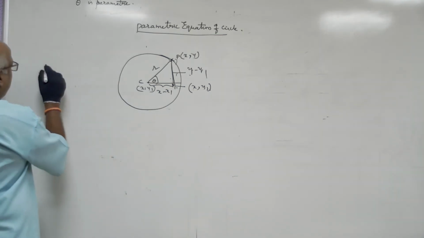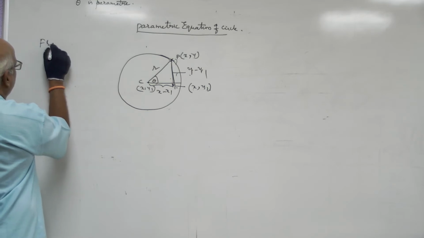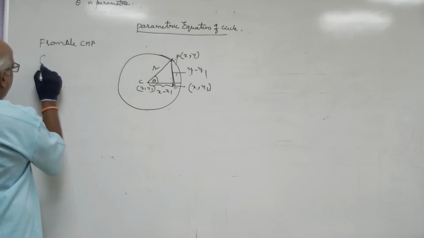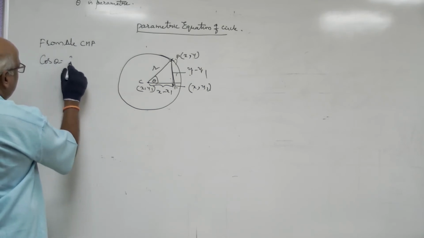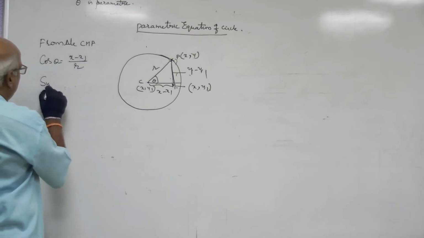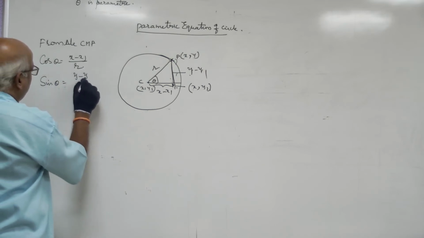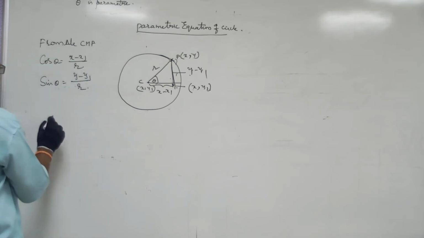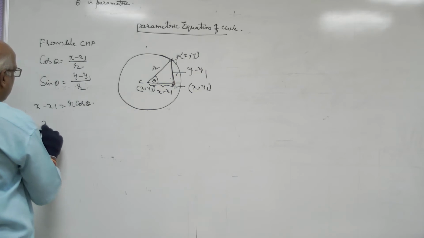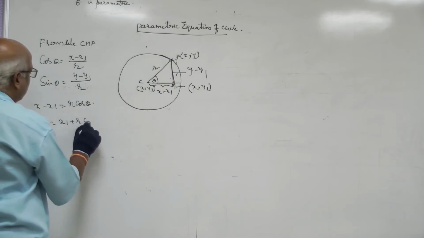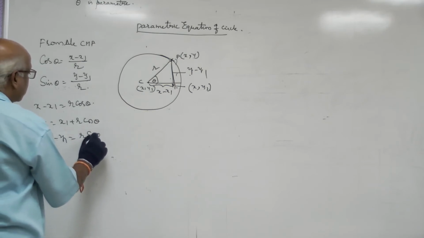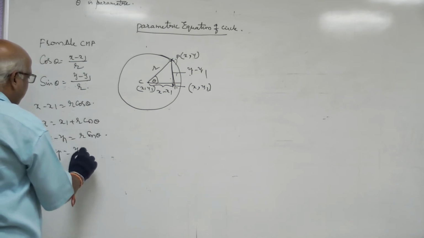So from the right triangle CMP, cos theta equals adjacent side x minus x1 by hypotenuse r. Sin theta equals opposite side y minus y1 by r. x minus x1 equals r cos theta, so x equals x1 plus r cos theta. y minus y1 equals r sin theta, so y equals y1 plus r sin theta.